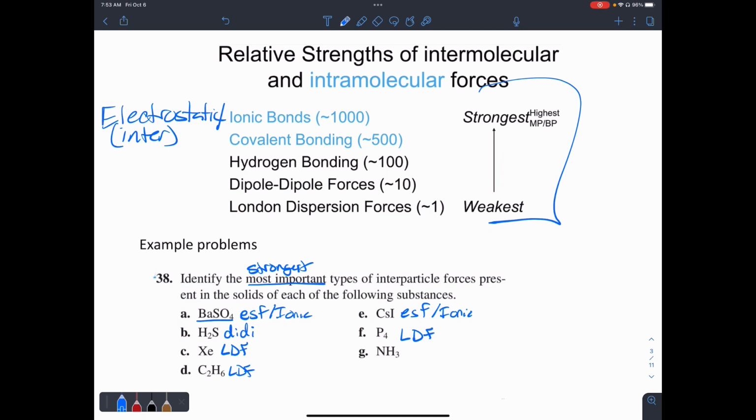NH3, is it ionic? It is not. So we know it's covalent. Can it hydrogen bond? H with FON. Give the homework a try.